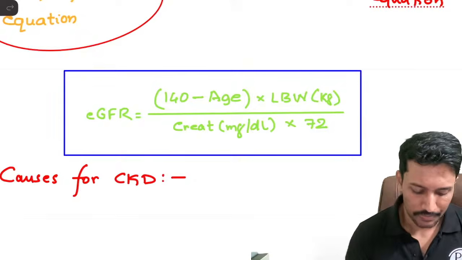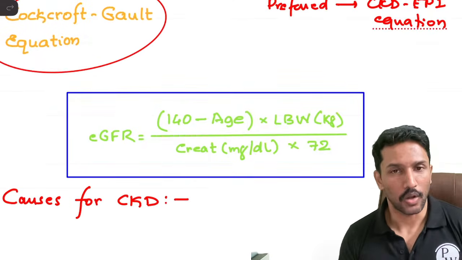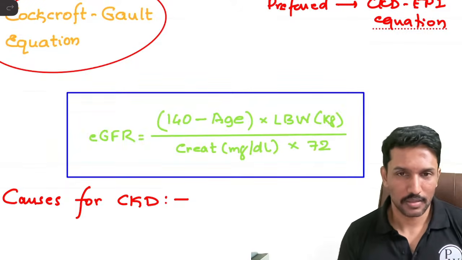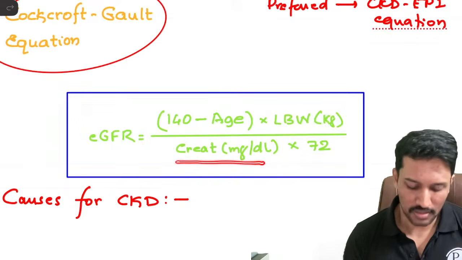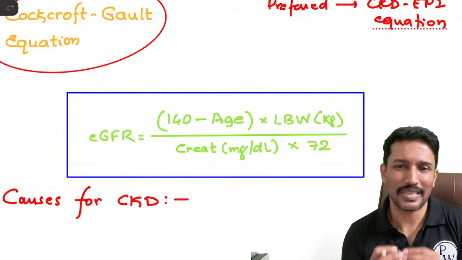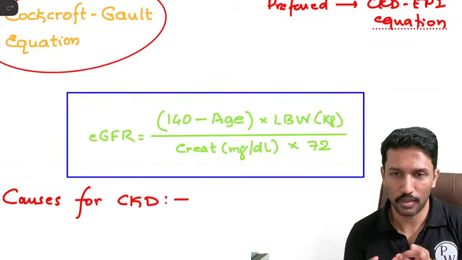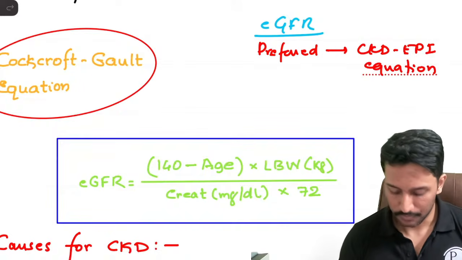Here, the patient's age is subtracted from 140, then multiplied by the lean body weight expressed in kilograms, and divided by creatinine expressed in milligrams per deciliter multiplied by 72. That gives you the estimated GFR according to the Cockcroft-Gault equation. Not a very good equation. The ideal equation is the CKD-EPI equation.